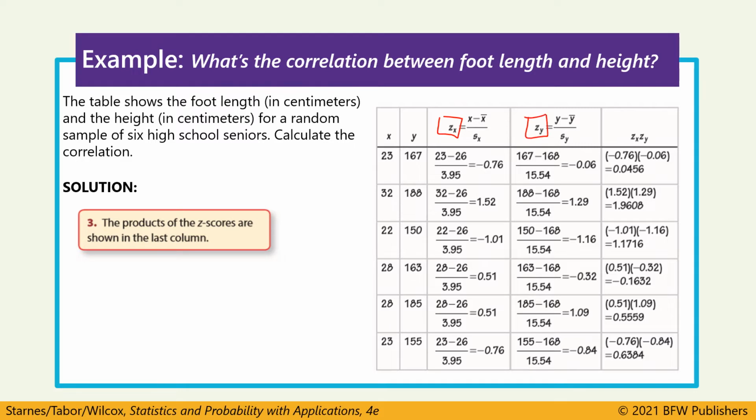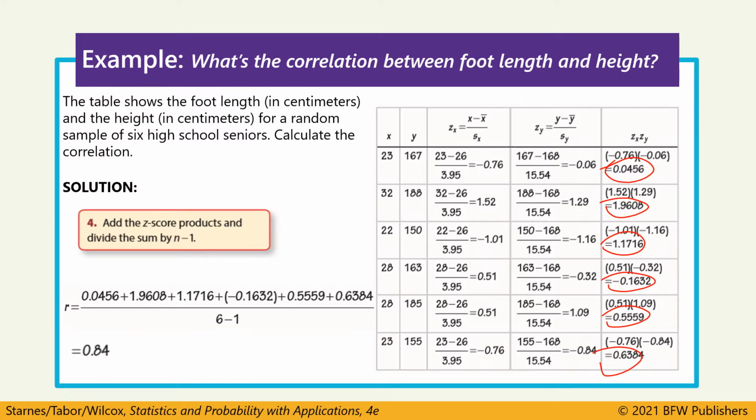Now when we're talking about an individual, each row in our table is an individual. So this is for one senior, we'll call them senior number 1, right? They had that foot length and that height. And then we have the next senior, number 2, etc. So for each individual, we're multiplying those two values, and we're getting that product. As the last step, we're going to add up all of these values. So the sum of all those divided by n minus 1, and that is our correlation.